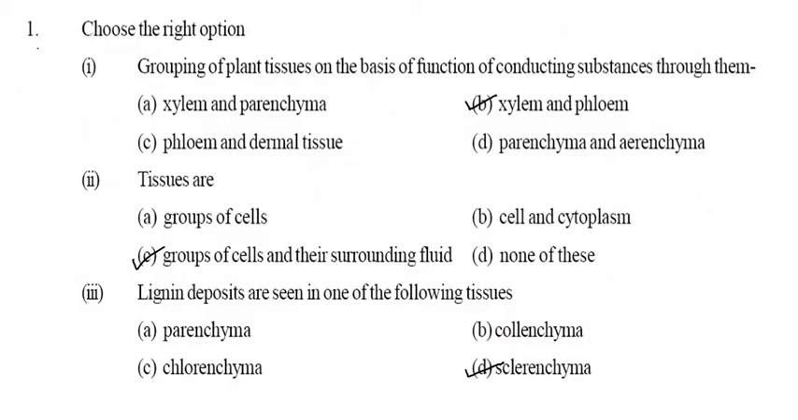Choose the right option. First, you can see here grouping of plant tissue on the basis of the function of the conducting substance through them, that is the xylem and phloem. So you can write this one as the answer. Now, tissues are groups of cells and their surrounding liquids. And the third is, lining deposits are seen in one of the following tissues, that is the parenchyma. So you can write this one.